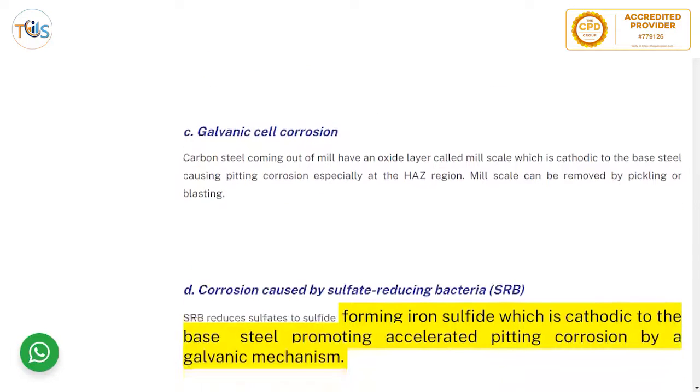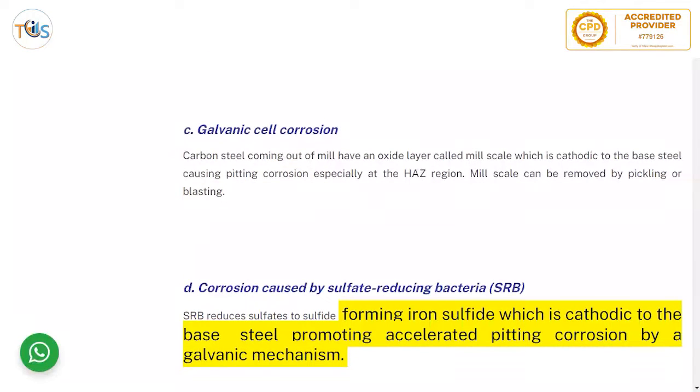Galvanic cell corrosion: carbon steel coming out of the mill has an oxide layer called mill scale, which is cathodic to the base metal, causing pitting corrosion, especially at the heat affected zone. Mill scale can be removed by pickling or blasting.